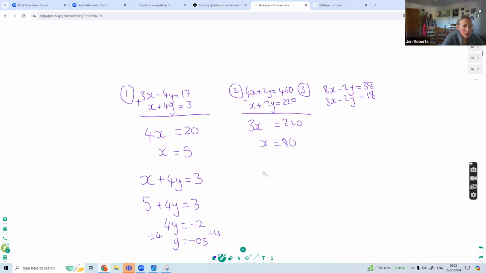Put it into the top equation. 4x plus 2y equals 460. I'm going to put x is equal to 80 in there. So 4 times 80 is 320.